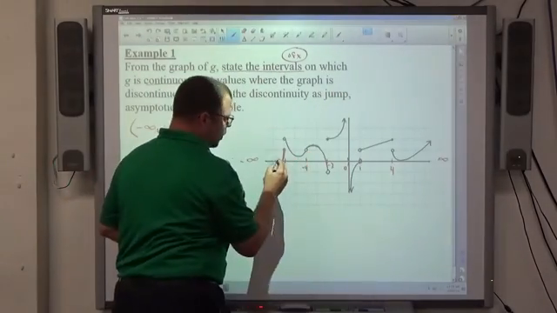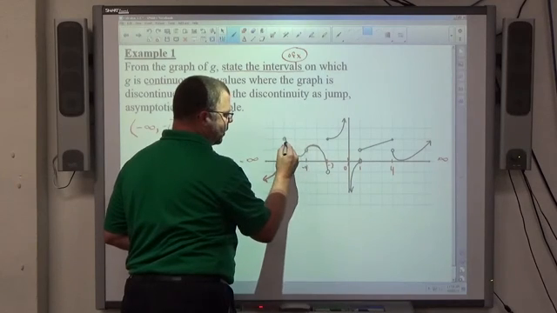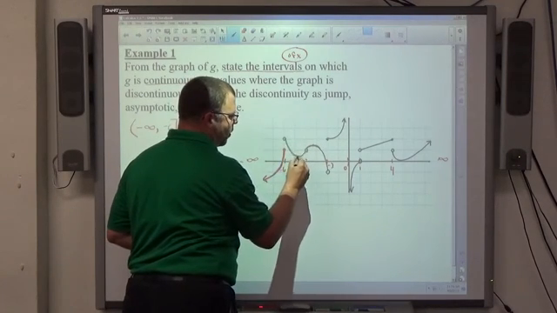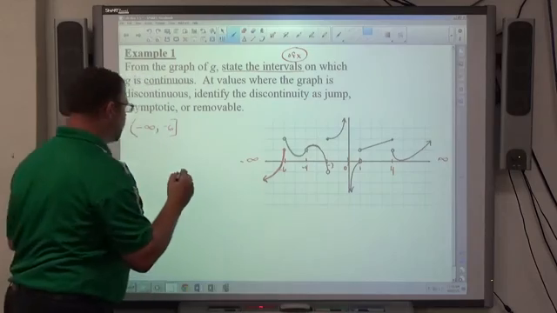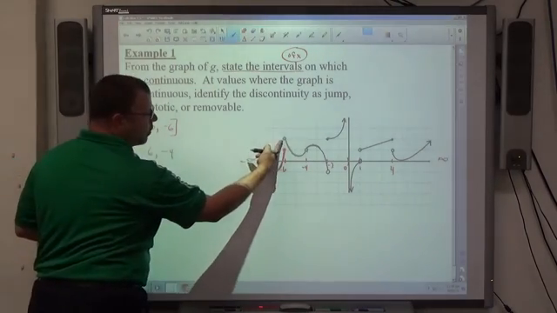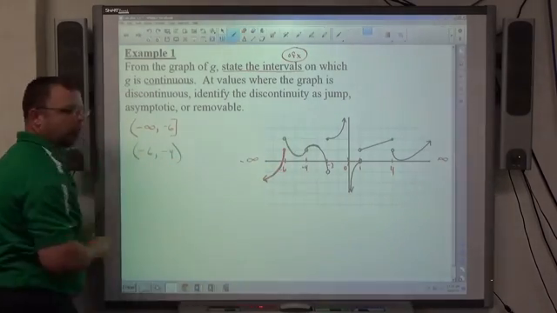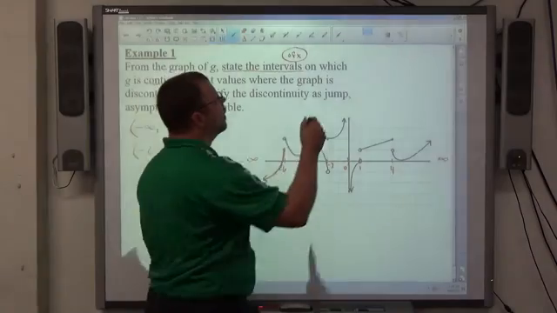The next interval starts here with an open circle and ends here with an open circle, and it's continuous all the way through. So it starts at negative 6, it ends at negative 4. The starting point is open, so we put a parentheses. The ending point is open, so we put a parentheses for both of those numbers.